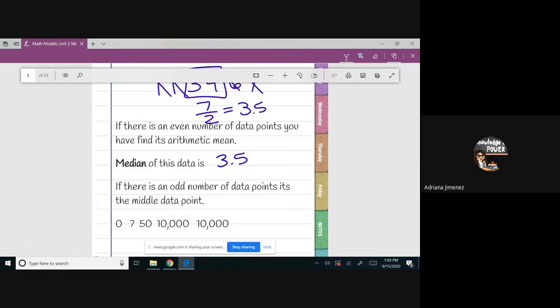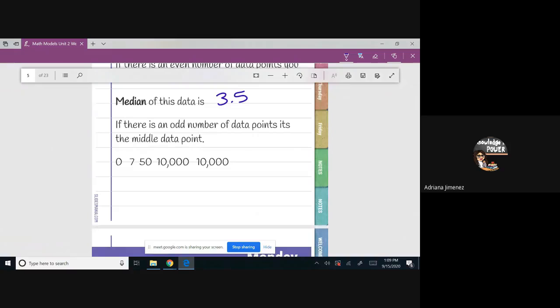All right, if there's an odd number, then you got the odd number. So let's do this. It's already in order. Cross out, cross out, cross out, cross out. The answer is 50. That's the median for this data.